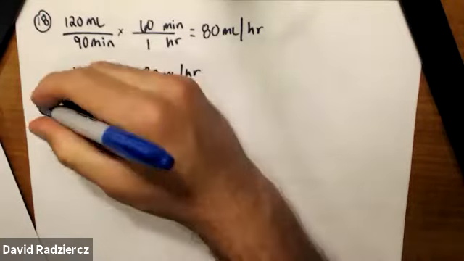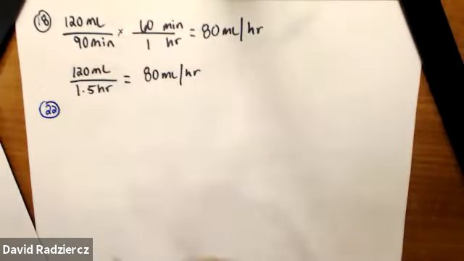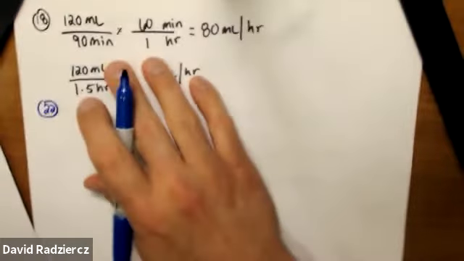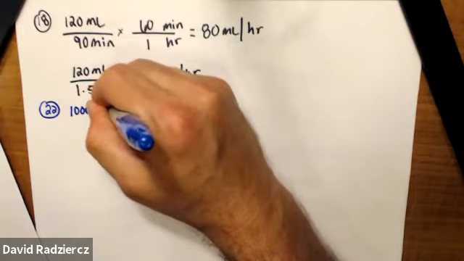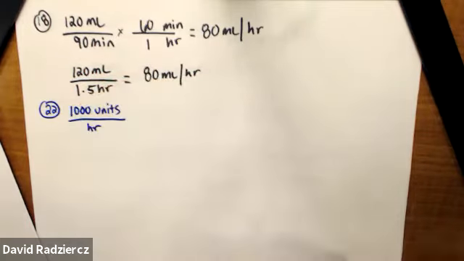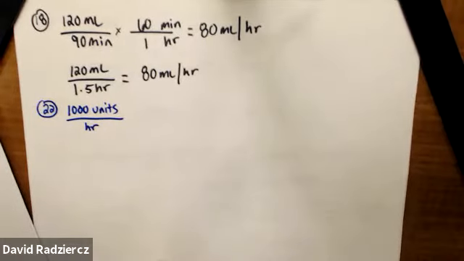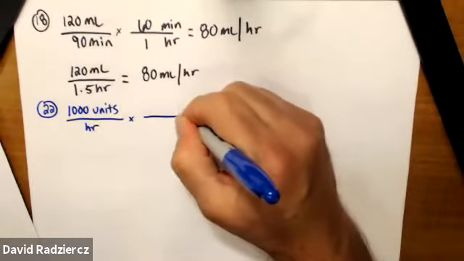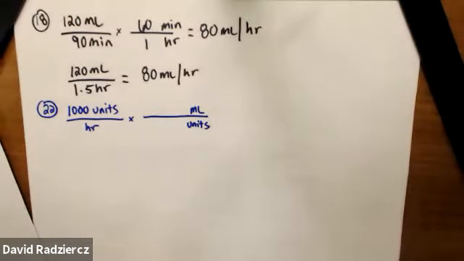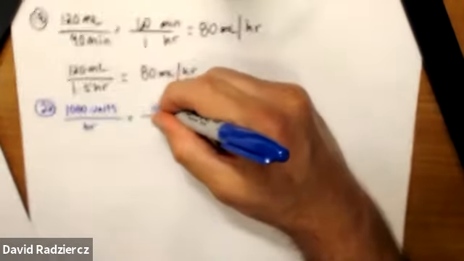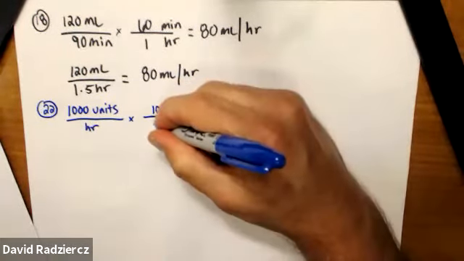So my strategy is as follows. I'm going to always start with the flow rate that is given to me, and the flow rate that is given to me is the 1,000 units per hour. Now, the question says how many milliliters per hour. So I know I don't want units per hour, but I want to be able to convert units to milliliters. And I can do that with the IV bag that they've given me, which tells me I have 1,000 milliliters of normal saline that contains 25,000 units.